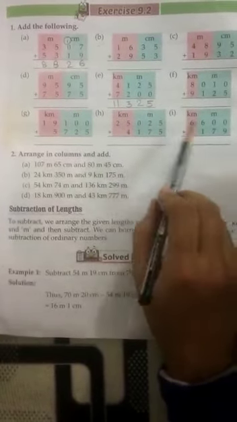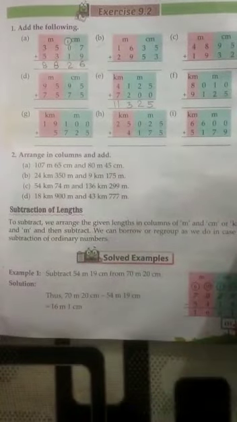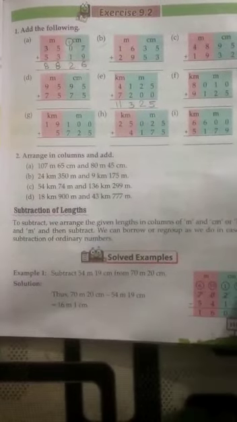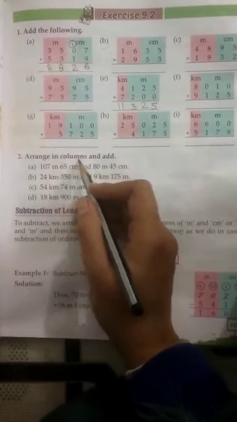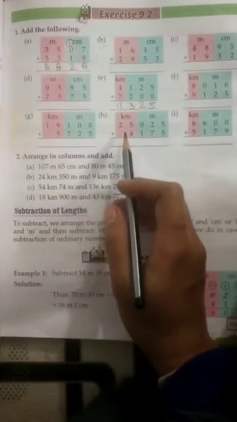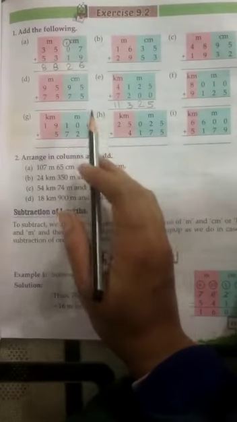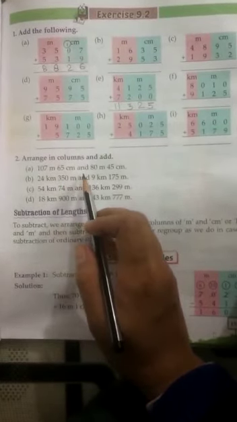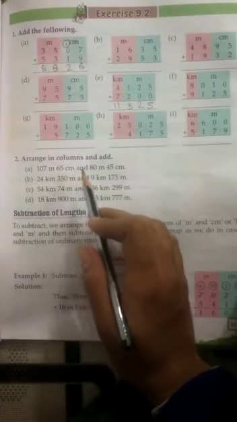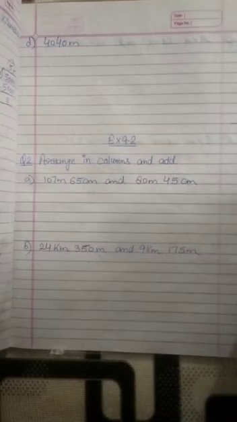So likewise you have to try the remaining parts yourself and you have to complete this question in your maths book only. Now let's come to question number 2. Question 2 is arrange in columns and add. In the previous question the numbers were already arranged in columns, and you only did addition. But here in this question you have to make columns yourself and then you have to arrange the numbers and then you have to add. So we'll be doing this question in notebook.